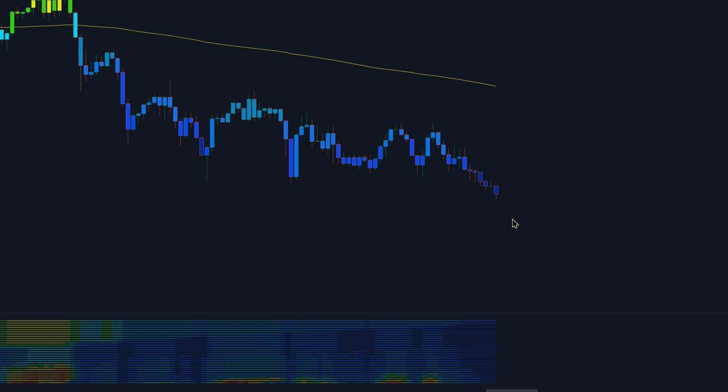Condition number 2 is we identify a support level. Remember, for the long position, we were looking for a resistance level. Now, for a short position, we want to look for a support level that's been tested by the price at least once. So this is our support level.